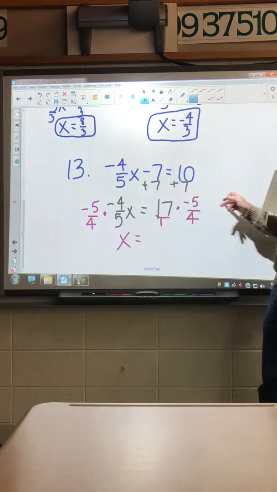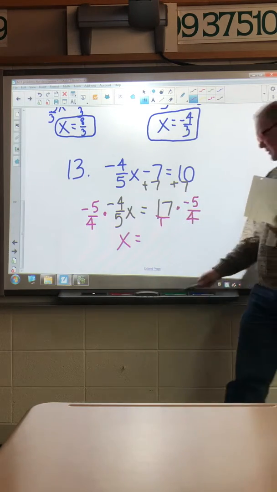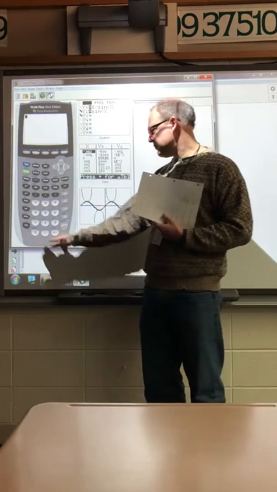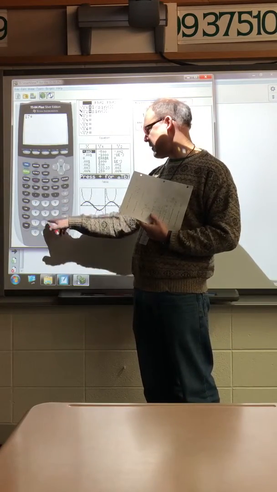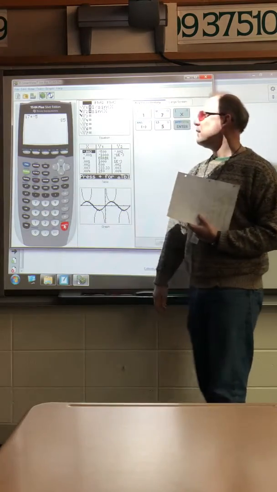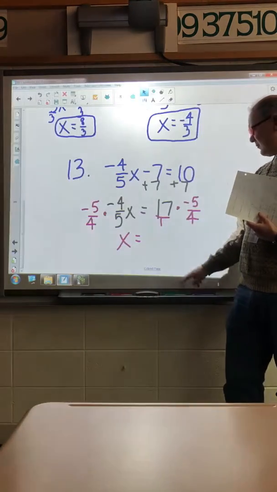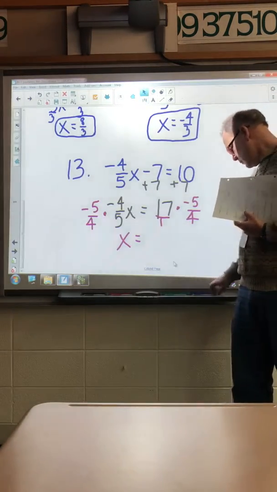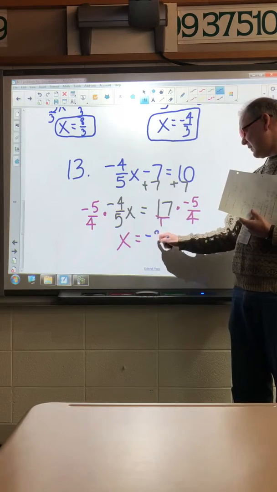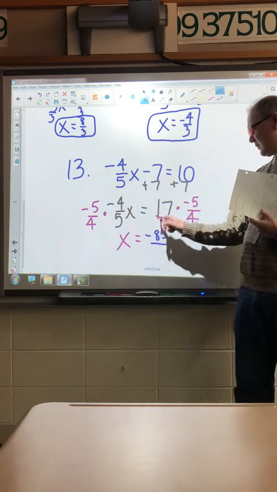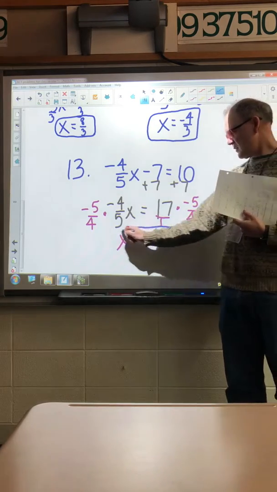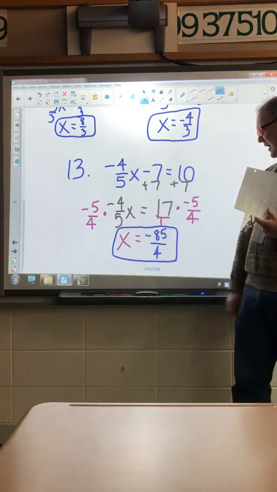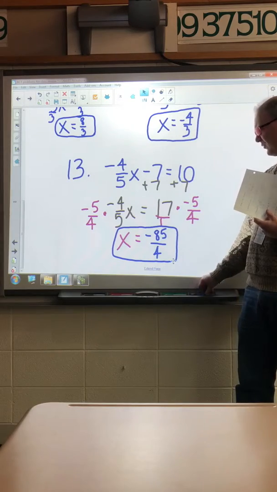Then over here, we also need to multiply by negative 5 over 4. Multiplying fractions, we multiply across. 17 times negative 5 is negative 85. And 1 times 4 is 4. So we can just leave it as negative 85/4.